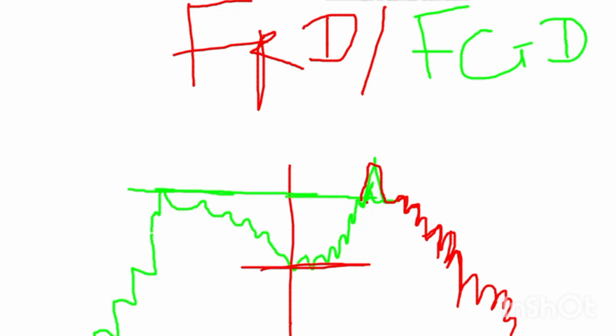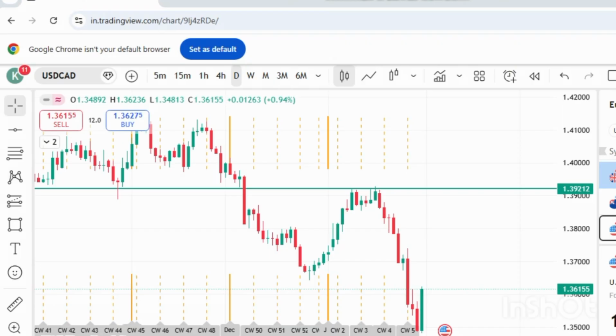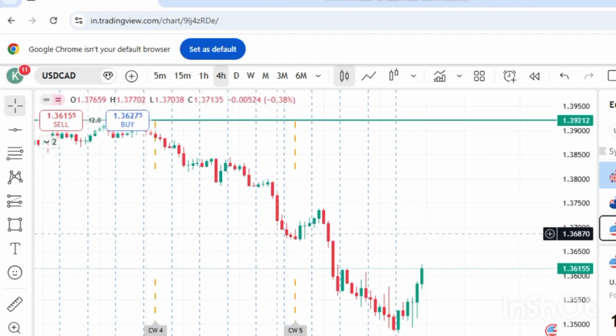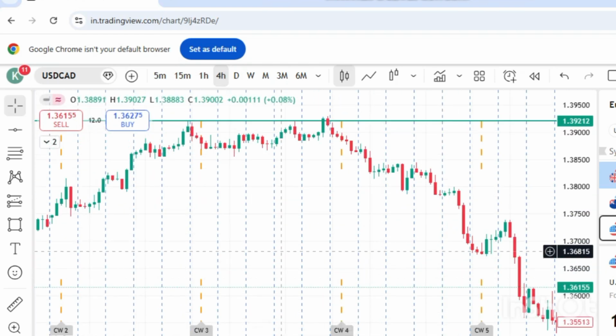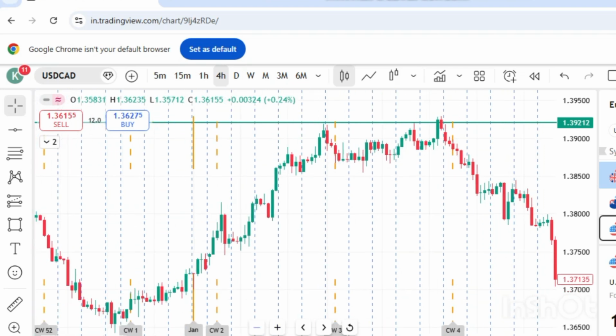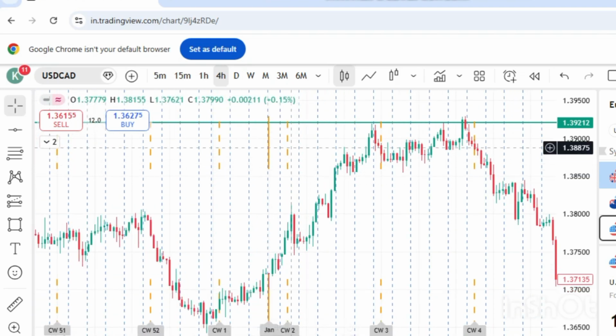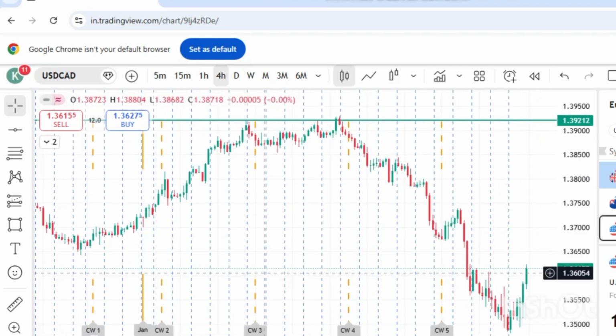Now let's go to the chart. Let me show you an example of these two types of first red day that I take. Now we are on USD CAD. This is the daily time frame. Now let's go to our weekly time frame. Let's go to our 4-hour time frame rather. Now this yellow dotted line is our weekly separator.